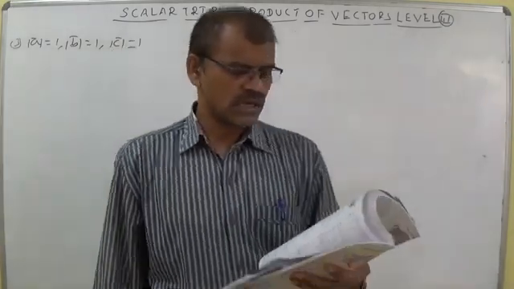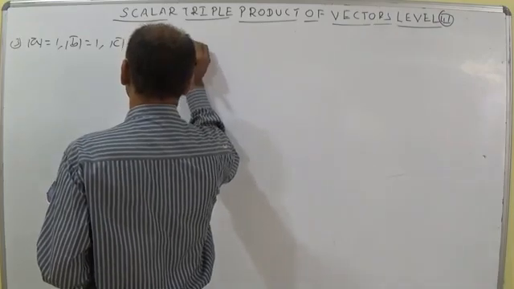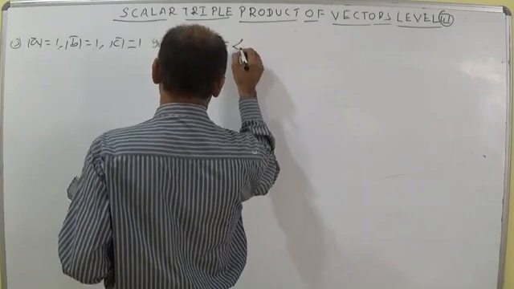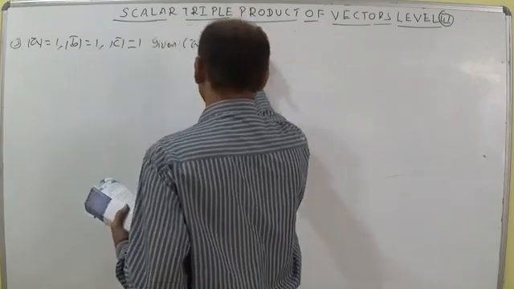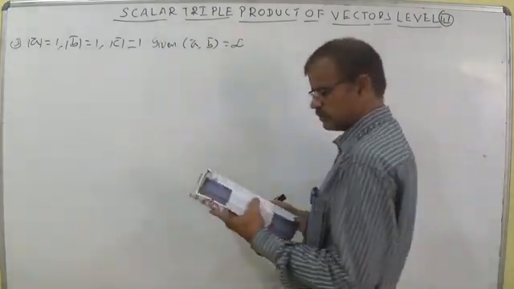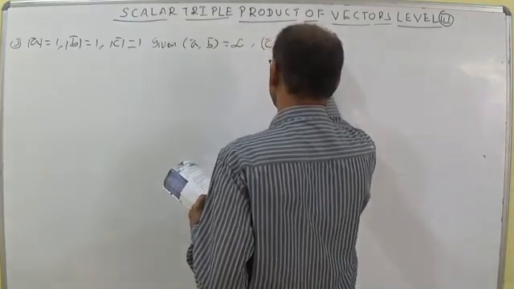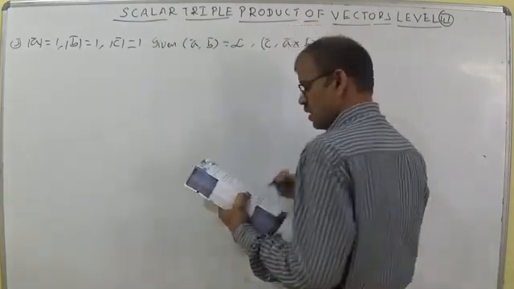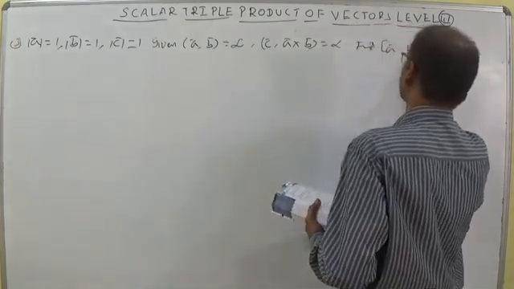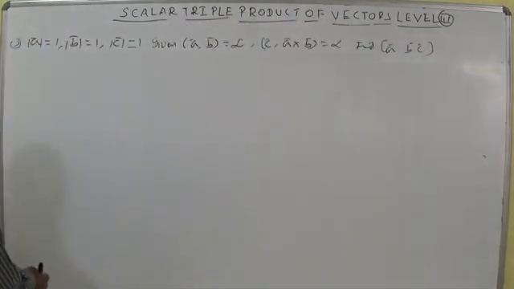Unit vectors such that A comma B is equal to alpha. Given whenever a bracket is there and in the bracket a comma exists, it indicates the angle between two vectors. A bar comma B bar, given the angle alpha, and the same alpha he gave as C bar comma A bar cross B bar is equal to also alpha. Then find box ABC. Find box ABC.